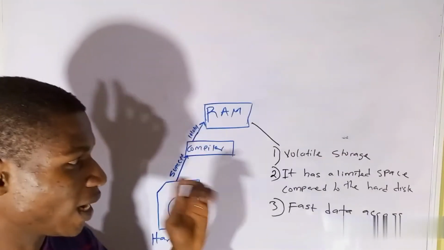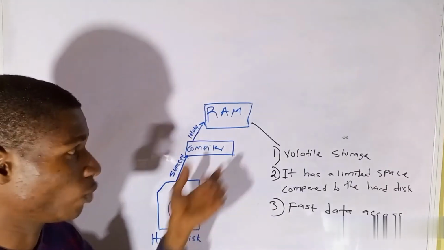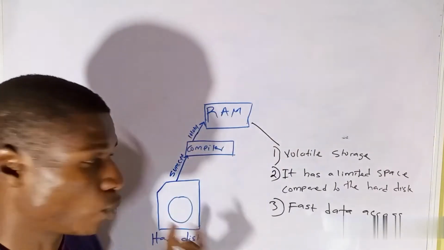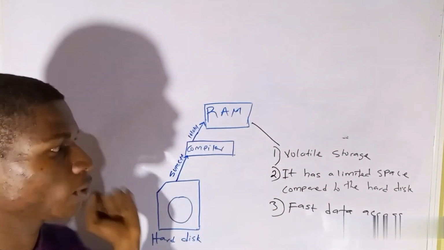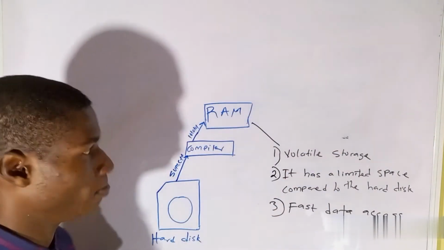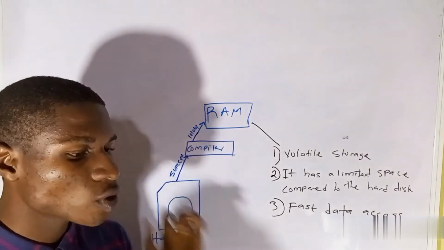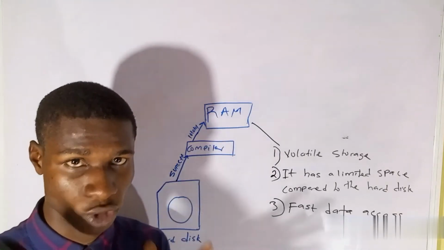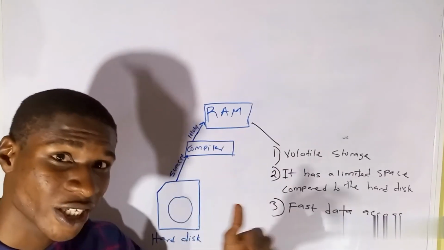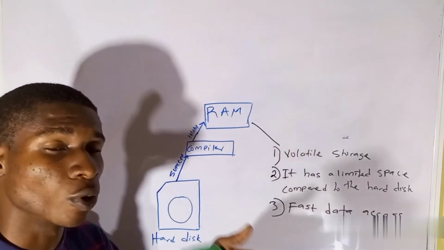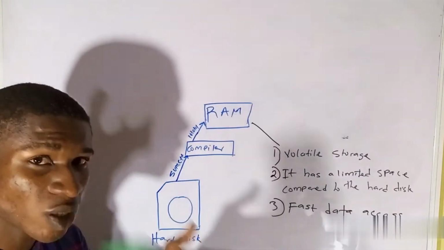Since we can access data as fast as possible from the RAM, it's better we pull our program from the hard disk to the RAM. However, the RAM stores the current program that is running, but it is not the one performing the execution. It is only storing the program. It is not the one executing it.